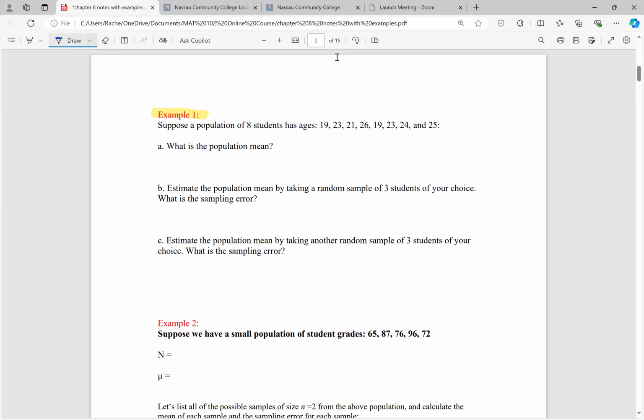So if you want to pause here and get the mean of that population, do so right now. And I'm going to do it also. And I got 22.5. So you guys should have gotten 22.5 years old.